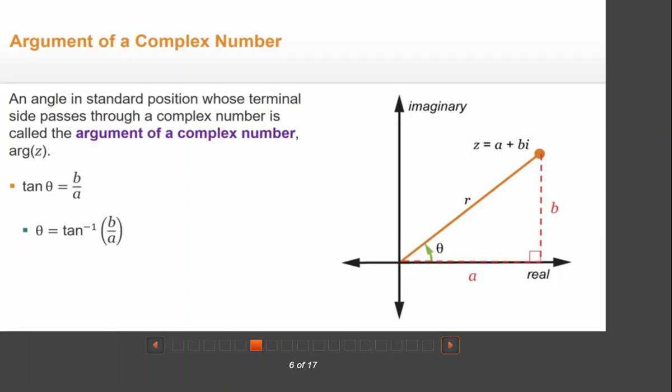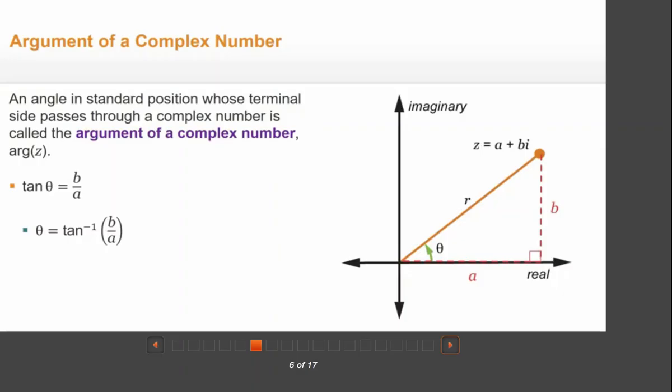It's important to note that because the tangent function is periodic, there are an infinite number of angles whose terminal ray pass through a complex number. Every time we rotate 2 pi, we end up at the same location. So we'll use angles between 0 and 2 pi when stating the argument of a complex number.